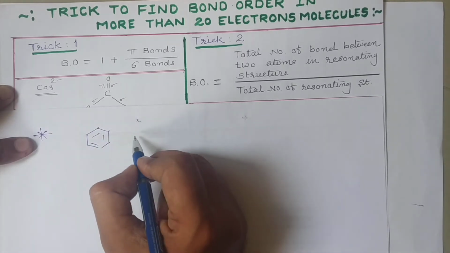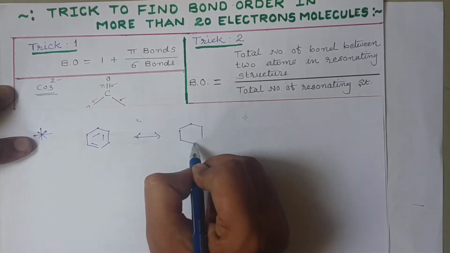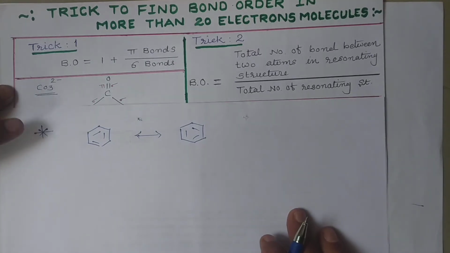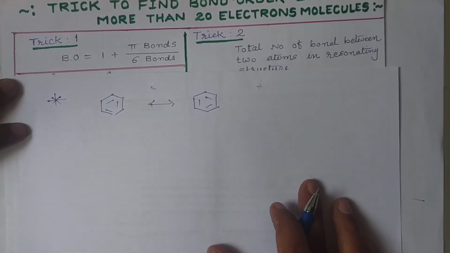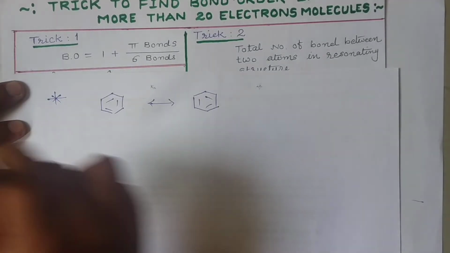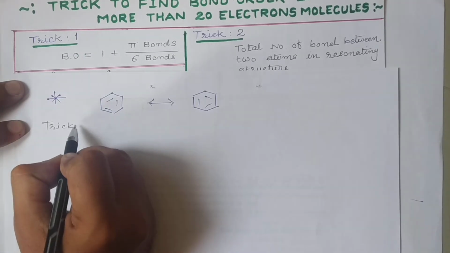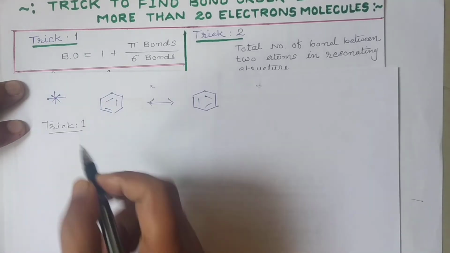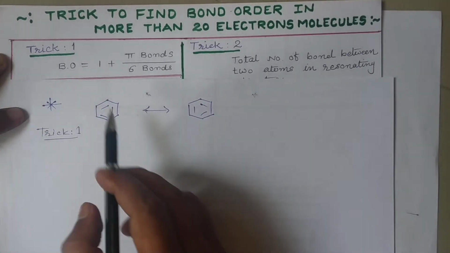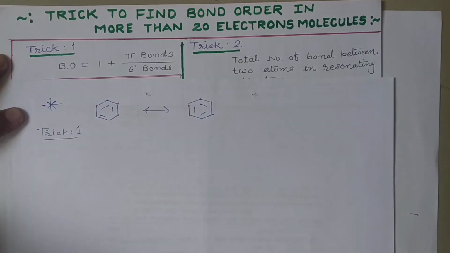This is my first structure. This is my second structure. So this is the structure of benzene and we have 2 resonating structures. Now we will apply trick 1. In trick 1, what is my formula? Bond order is equal to 1 plus pi bond upon sigma bond. So first we will calculate the pi bonds and sigma bonds.